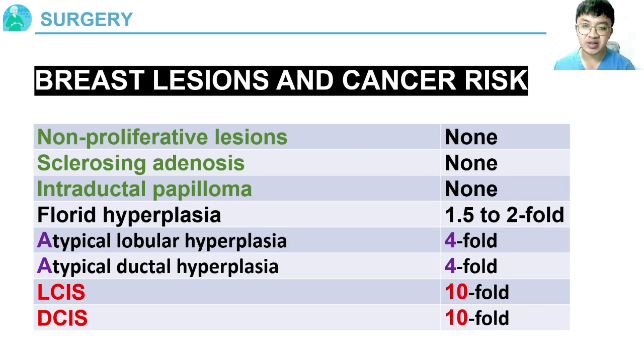Florid hyperplasia has a risk of 1.5 to 2 times. Atypical ductal hyperplasia and lobular hyperplasia has a 4-fold increase. Atypical 4, the A somehow looks like a 4 to me, or the 4 looks somehow like an A. So again, I use this when I want to recall how many times higher the risk is for patients with atypical lobular or ductal hyperplasia. And it's 4 times the usual. For LCIS and DCIS, it's a 10-fold increase in breast cancer risk.